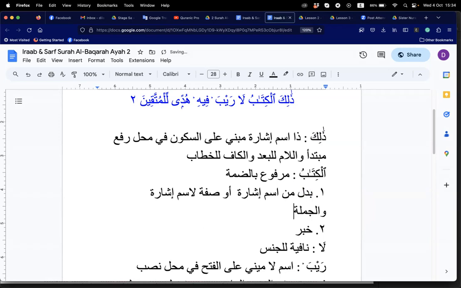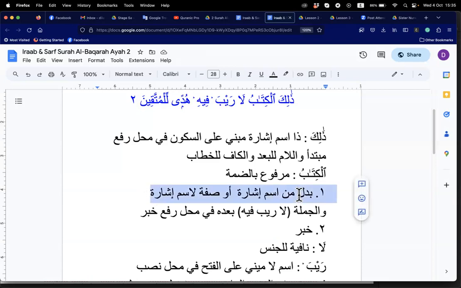Wal jumlah, if you say that this is a fragment, wal jumlah ba'da, the jumlah after it, meaning, just to make it clear, la roiba fi, is fi mahali rafa. It's the khabar of this mubtada, this fragment. Okay. Let me put this in pink. Oh no, purple.